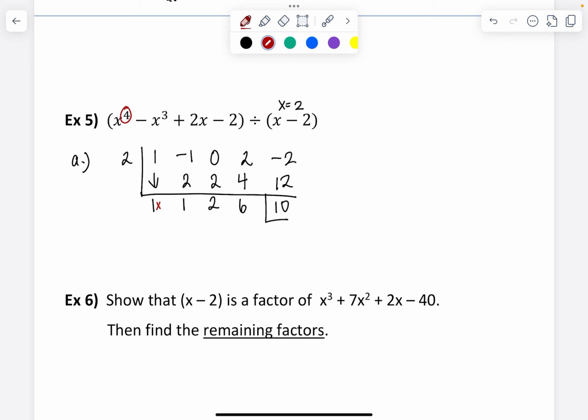And so the result of our division for part A, we need to drop this degree by 1. So this is our x cubed term. So we have x cubed plus x squared plus 2x plus 6. And then that 10 is our remainder. So 10 over the divisor, which is x minus 2. And so this is the answer to part A.